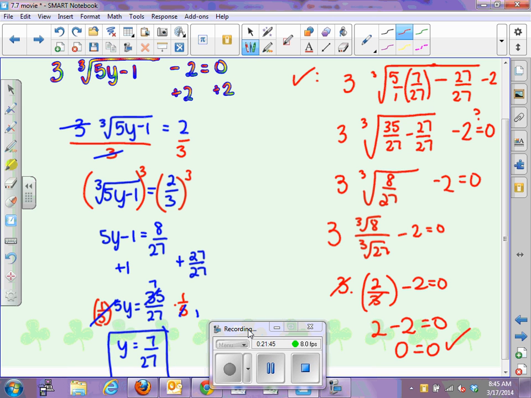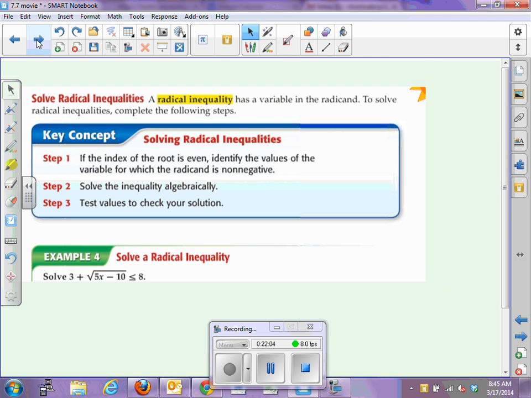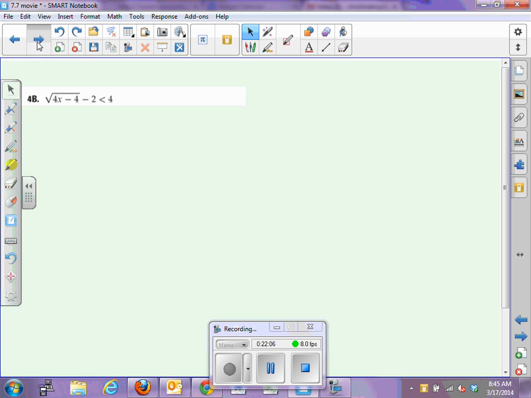So 7 over 27 was a great answer. Maybe I would have preferred using my calculator for the check. That would have been understandable. No problem. Okay, go ahead and try number 3. We're going to do inequalities in a second here, which is very similar.